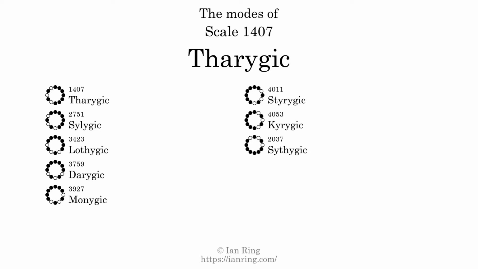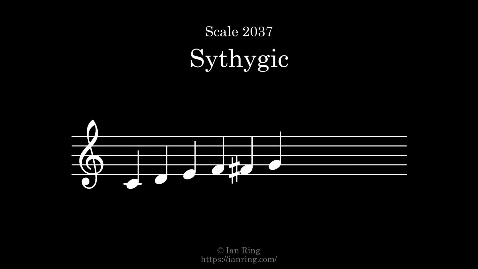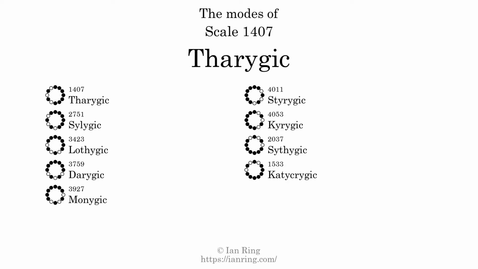The eighth mode is scale 2037, also known as Tharygic. It sounds like this. The ninth and last mode is scale 1533, also known as Tharygic. It sounds like this.